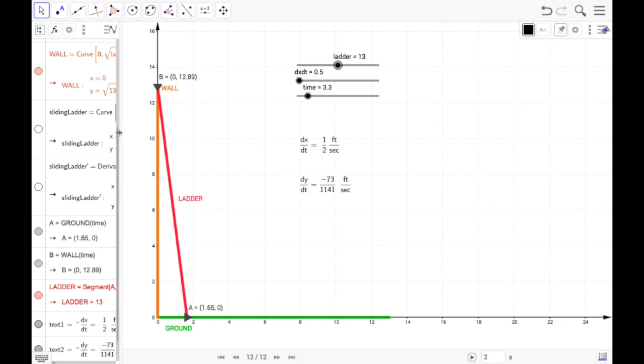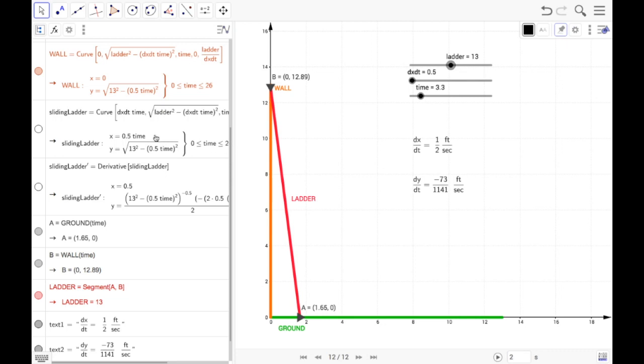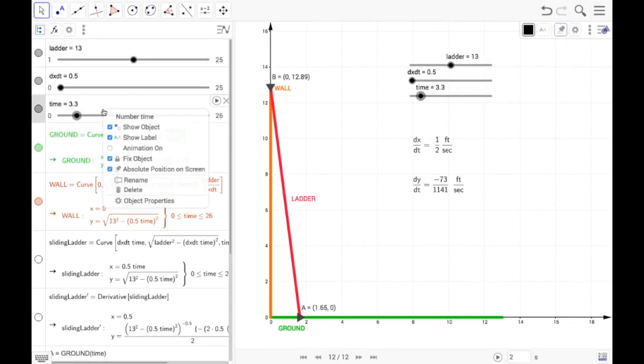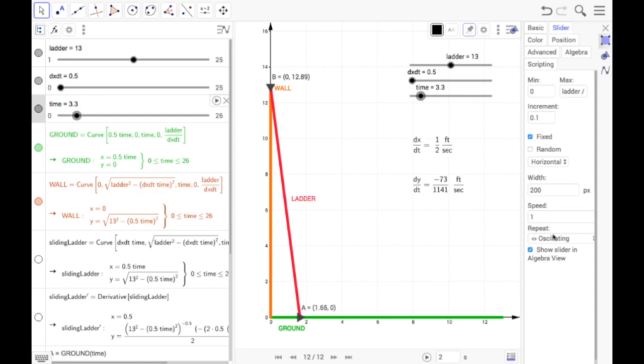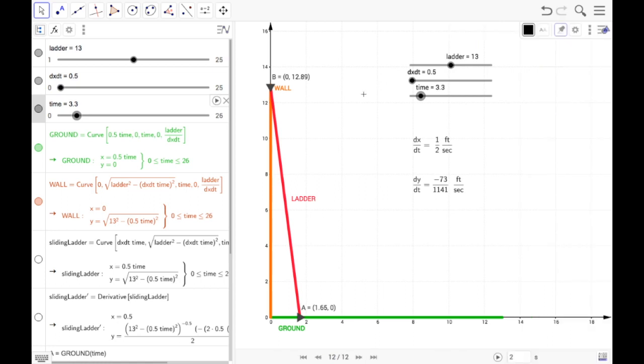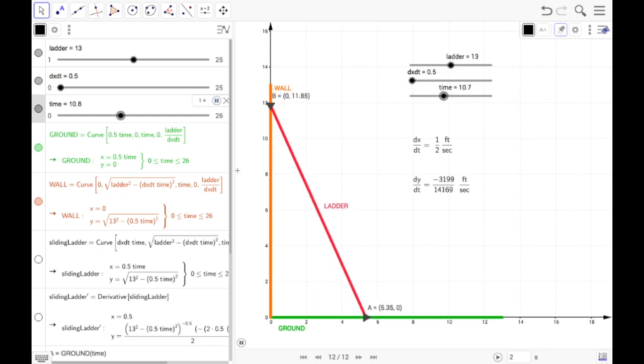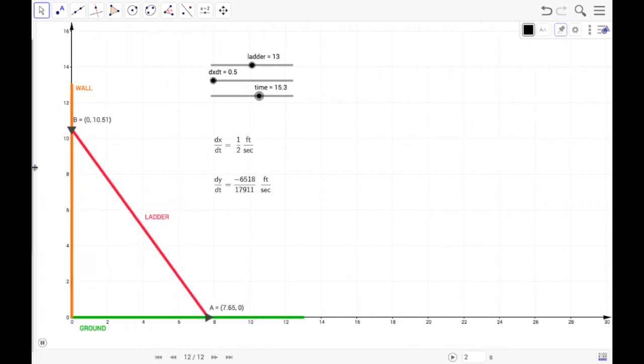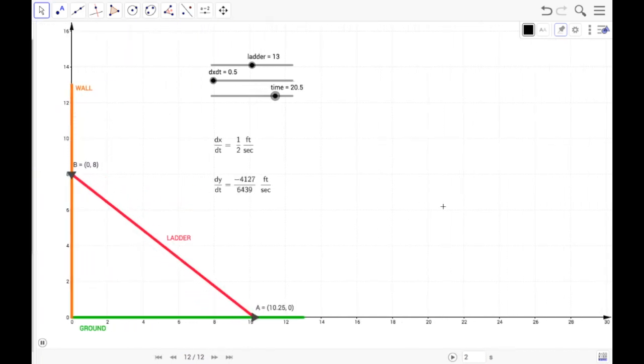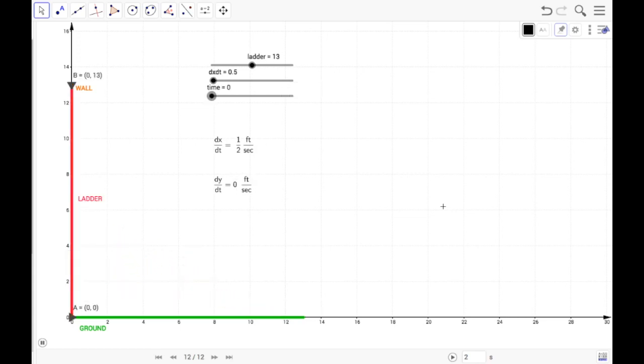And one other thing I want to show is that we can actually have this animating on its own. So let's go here to time. Let's go down to object properties. I don't want it to oscillate. Let's just have it forever increasing. We can close that, and let's go here to play. And then here we see that our work is actually animating for us here.